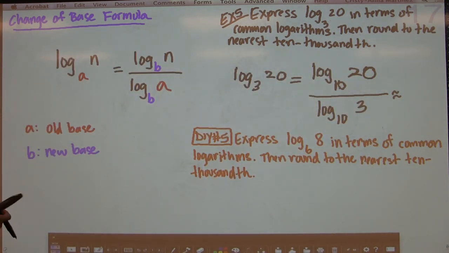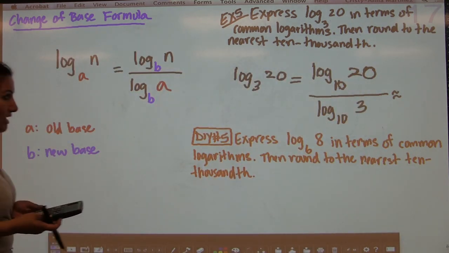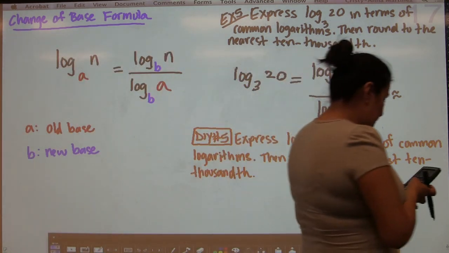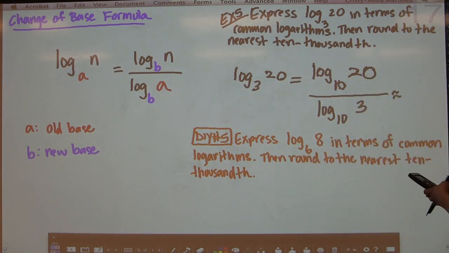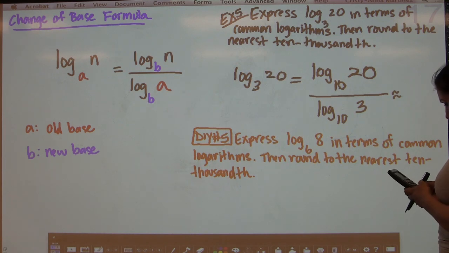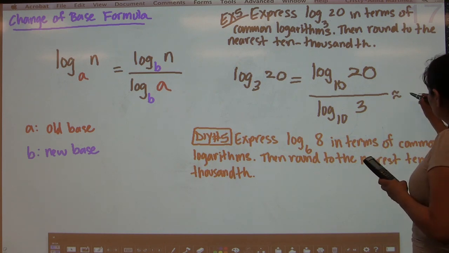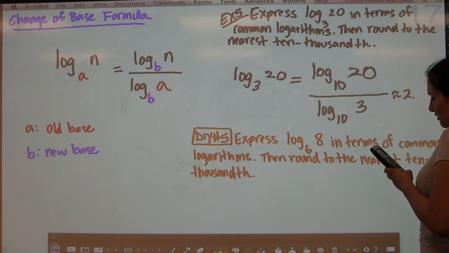So we're going to say, it also says to give our answer rounded to the nearest 10,000. So log 20 divided by log 3 ends up being approximately 2.7268.